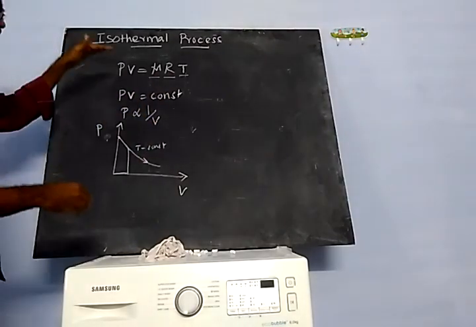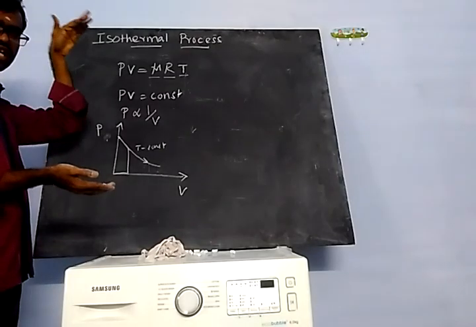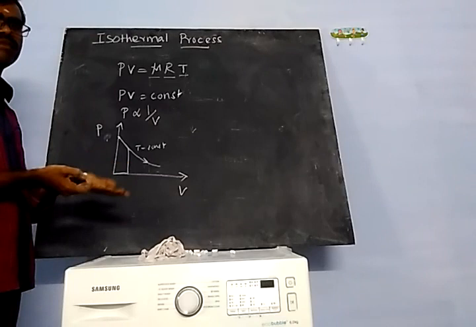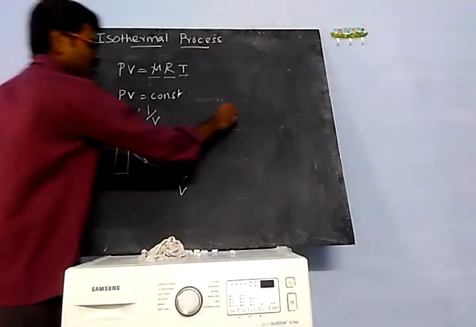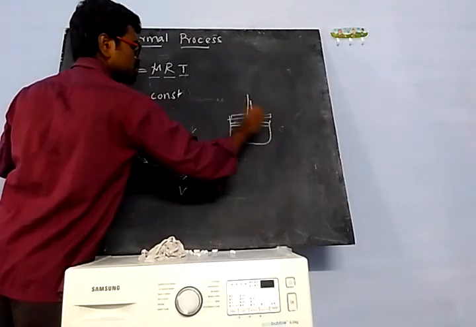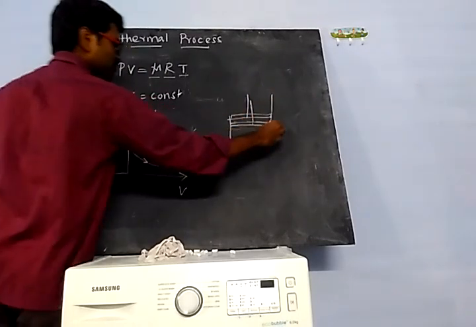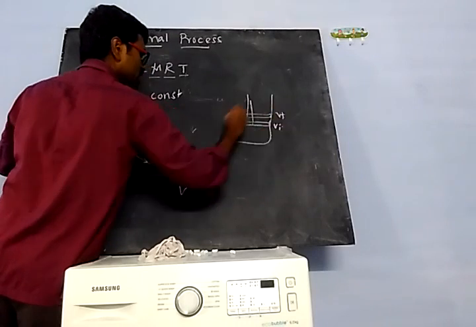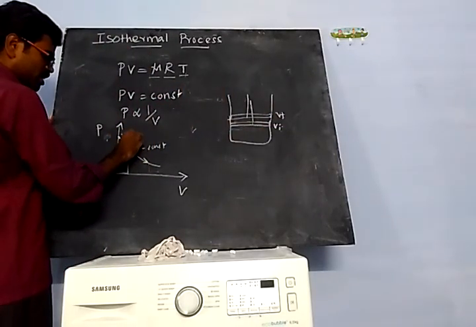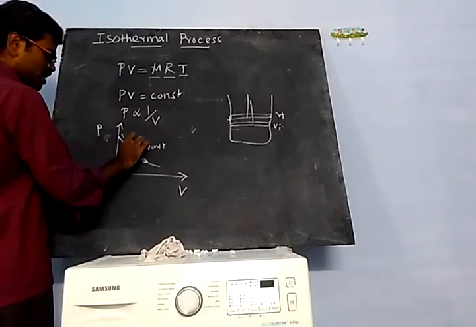Now the piston, if you compress it or expand it, this is isothermal expansion. The piston will expand like this. From this point Vi to Vf. Here at this point you can see Vi and the pressure Pi.